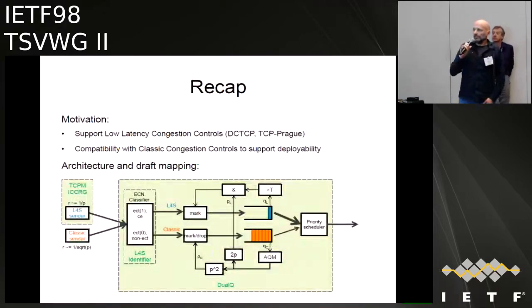So just to say, the architecture is about the whole thing. The dual queue itself, that's a dual queue draft. That's explaining the mechanism, and then the L4S identifier is used in that mechanism as a small part. And the others in TCPM and ICCRG are only on the senders and receivers. It's a TCP protocol itself. Okay.